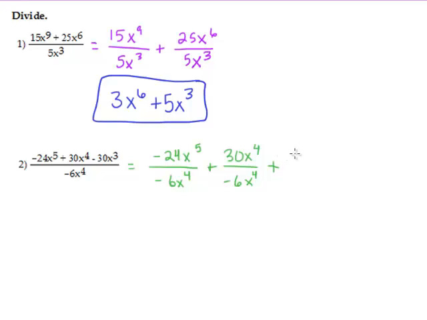Okay, so think of this last one like negative 30x cubed over. And because I put the negative up there next to 30, this would be a plus sign in the middle. So that's kind of tricky.